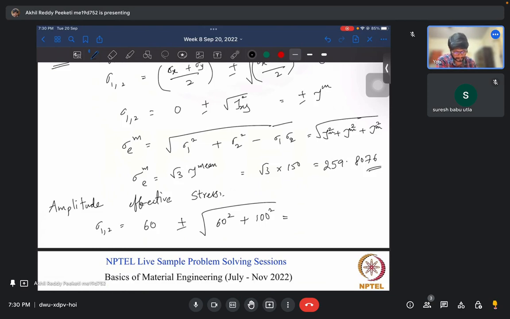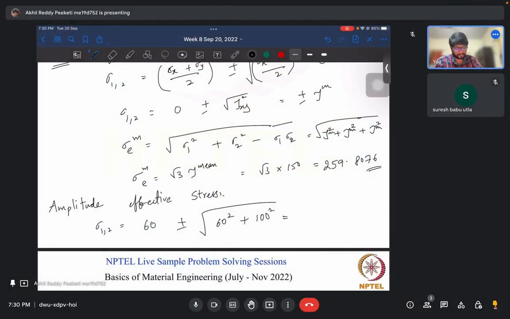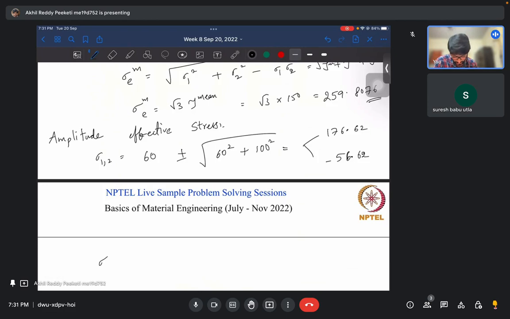Okay, so this would come out to be, let me calculate it, 60 plus square root of 60 square plus 100 square. So 176.62 and minus 56.62.